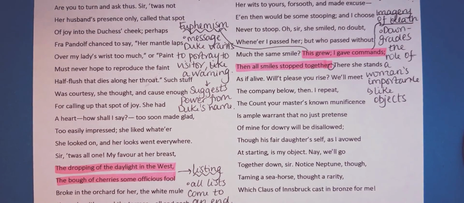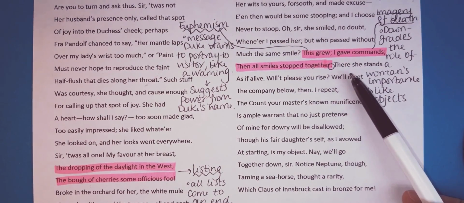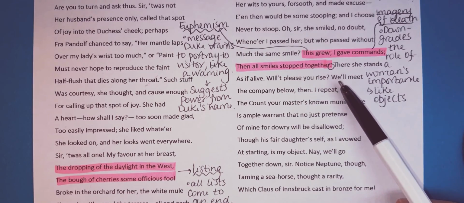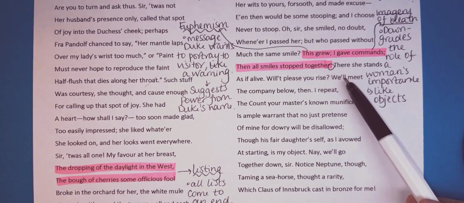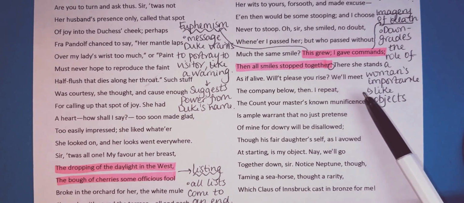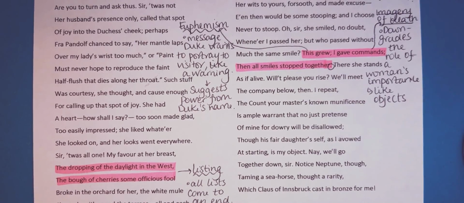I also think that we can zoom into the caesura right over here, and just say that it highlights how all the smiles did stop. So it's like a stopping point, and of how harshly everything that the Duke didn't like just stopped, because of how powerful he is, because of his name, because of his social status.